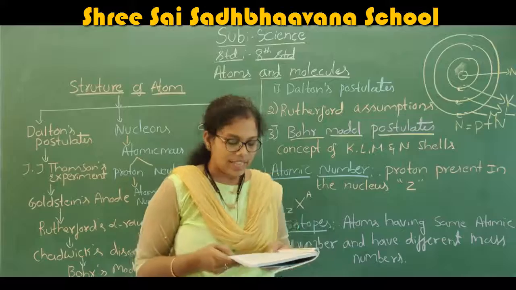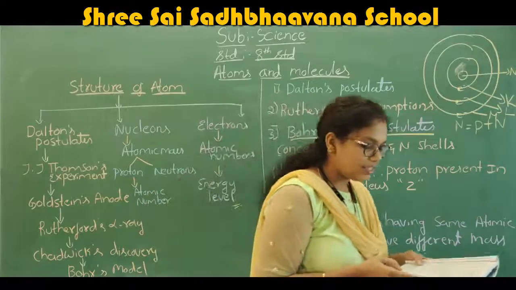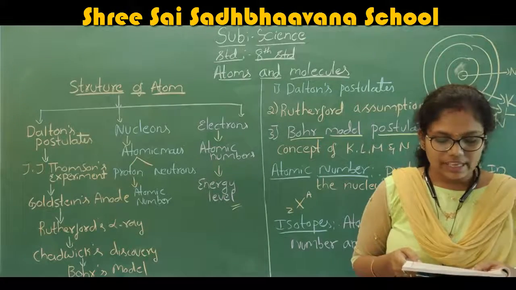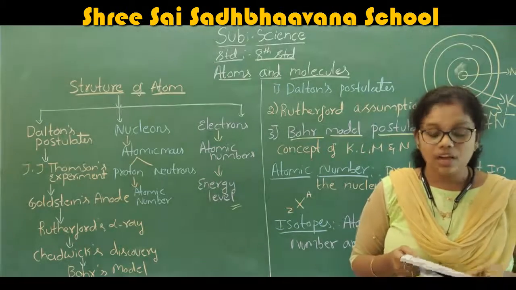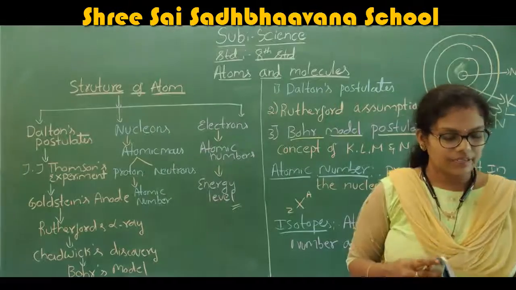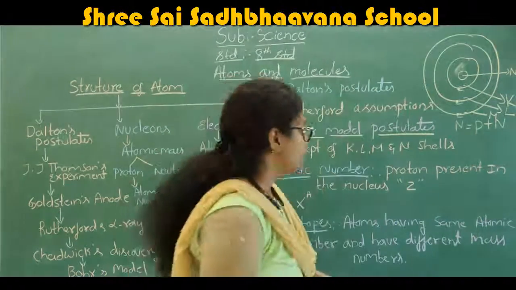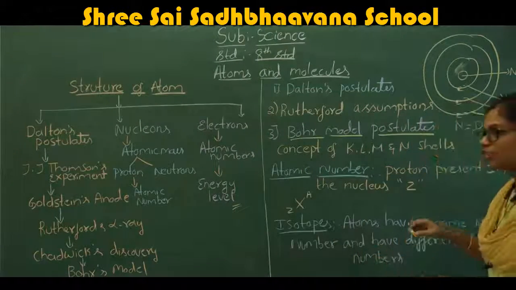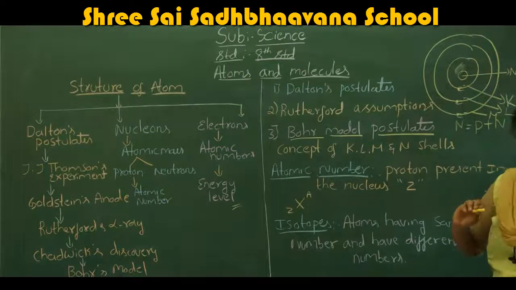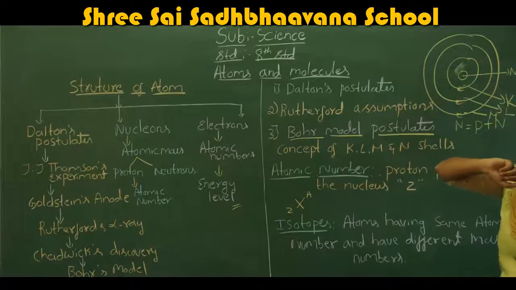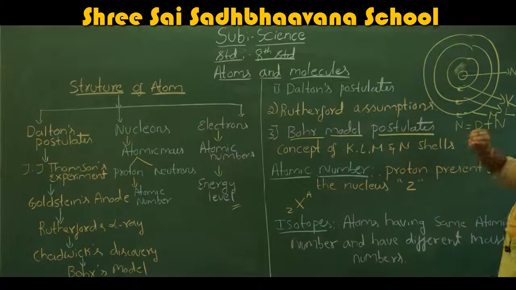Next, third: the energy of an electron remains constant so long as it revolves in its own shell. The shell also represents the energy level. If you see this shell, it has its own energy level. Therefore, the electron should be present in its own energy level only.